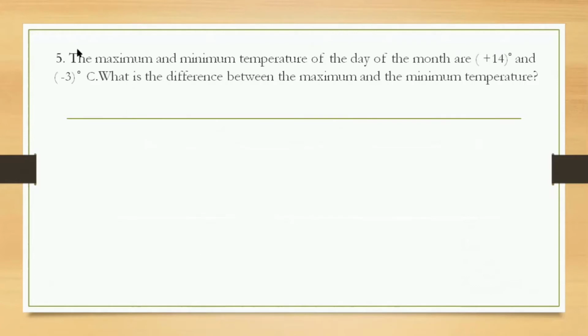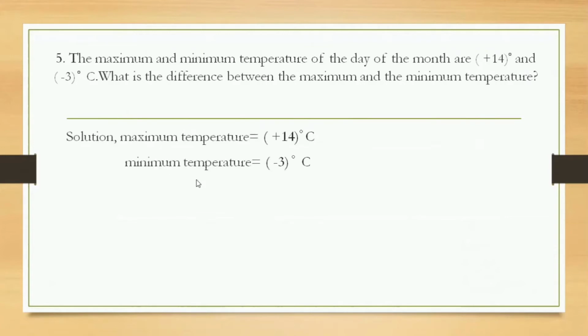Here, the maximum and minimum temperature of the day of the month are plus 14 degrees Celsius and minus 3 degrees Celsius. What is the difference between the maximum and the minimum temperature? It asks me to find the difference. Maximum temperature is 14 degrees Celsius. Minimum temperature is minus 3 degrees Celsius.